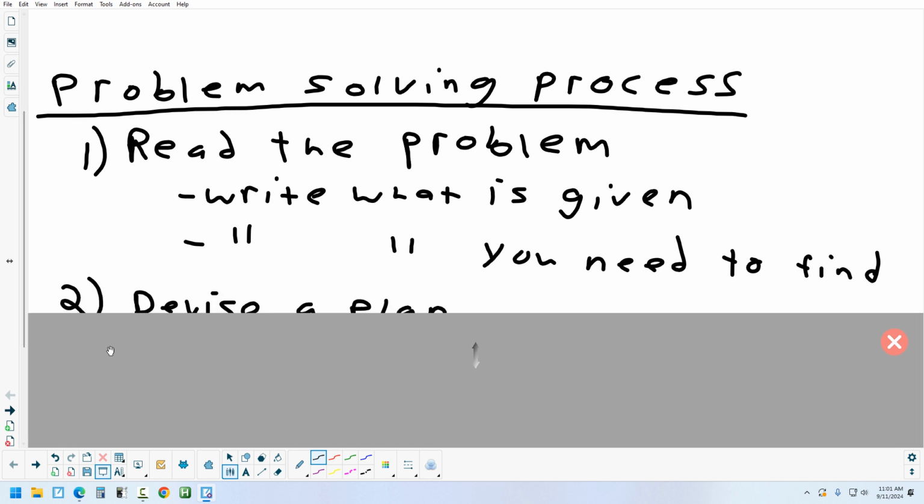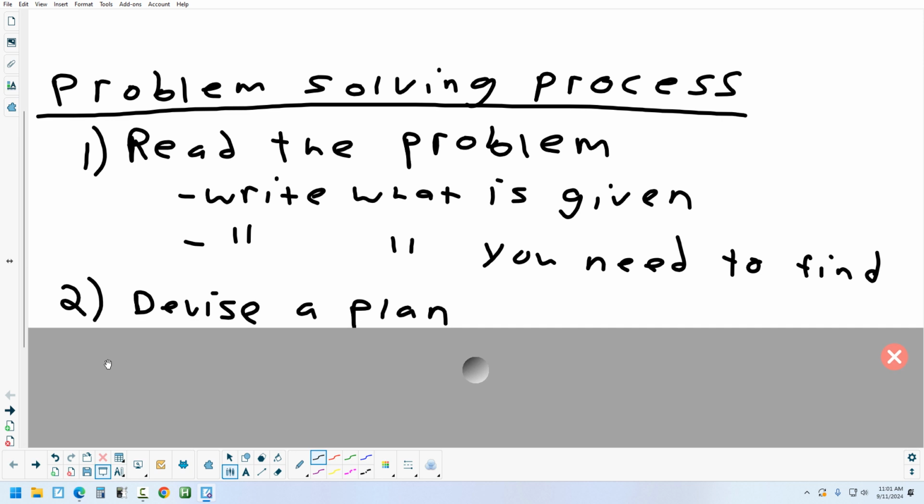Now, in math, there's several ways to solve problems. So the next step is to figure out what approach we are going to use to solve the problem. Now, let's say I gave you a problem like you've got a swimming pool that's rectangular. It has dimensions of 30 feet by 50 feet. You're going to put a sidewalk around the swimming pool that has a certain width, and I want to figure out how much concrete you're going to need to make the sidewalk.